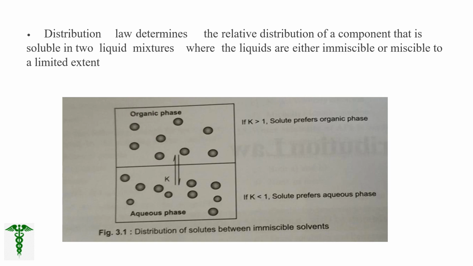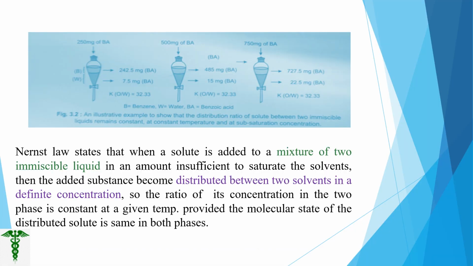So we can represent the partition coefficient by capital K. If we get K greater than 1, that solute prefers the organic phase. If we get K less than 1, we can say the solute prefers the aqueous phase. So we can explain with any example you have done in your lab, like benzoic acid in benzene and water, which explains the procedure for the distribution law.